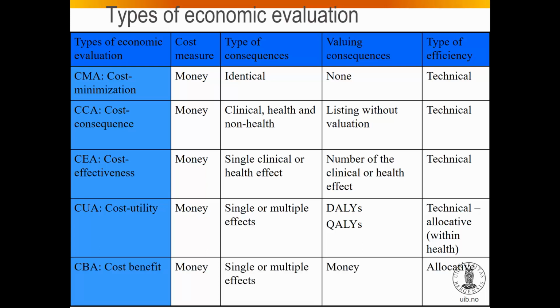The last technique is cost-benefit, where both the costs and the consequences are measured and valued using monetary terms. When we do this, it allows us to do allocative decisions, which is deciding whether we should send resources to the healthcare sector, or for example to the educational sector, or maybe for infrastructure, road construction, etc. That's allocative decisions. The other techniques are mostly about technical efficiency, deciding where to use money within healthcare.